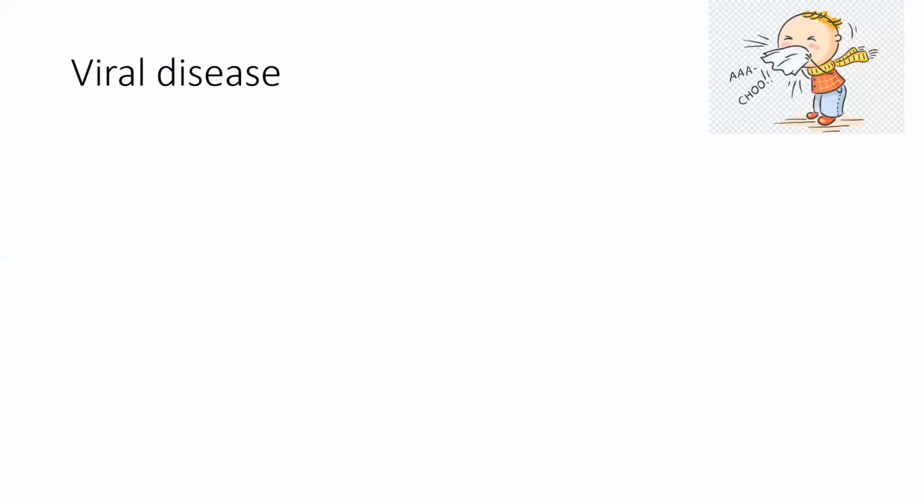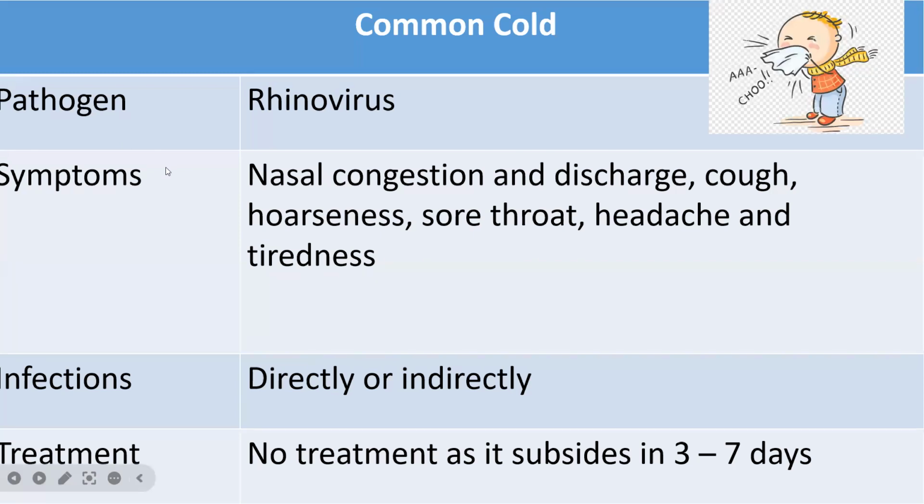Okay, now we'll come to the first one. You have to write this. So viral disease, the first disease is common cold. Better to write. So the pathogen is rhinovirus. What are the symptoms of common cold? You all know, even for exam, it might not come. Common cold: sneezing, coughing, nasal congestion, discharge. What is hoarseness? Then sore throat, headache, and tiredness. The infection is transferred directly or indirectly. Treatment: no treatment is suitable. For common cold, we don't have any special treatment. It goes after 3 to 7 days. Now you all can write.